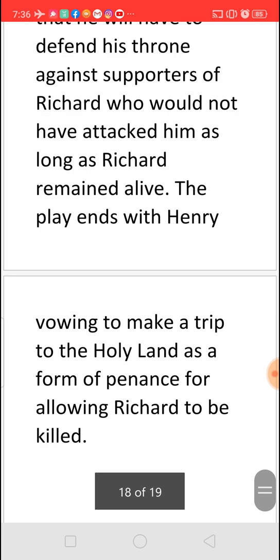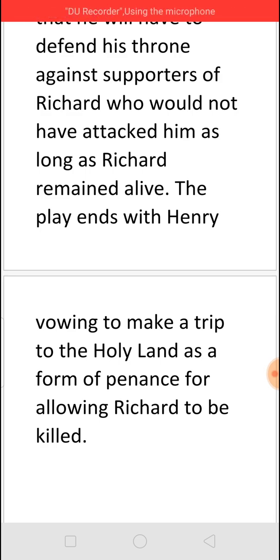And the play actually ends here by Henry IV taking a vow that he will take a trip to the Holy Land of Jerusalem to purify himself from whatever part he had to play in Richard II being killed. So this is what happens in the play Richard II, and the continuation of this play is Henry IV part 1, which the video I will be making on that will be my next video.